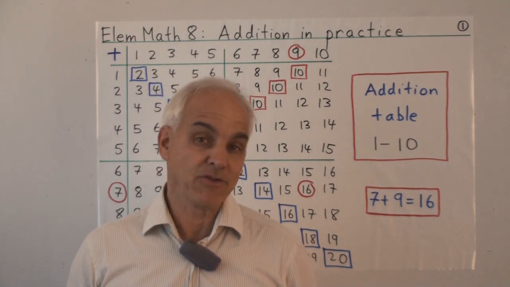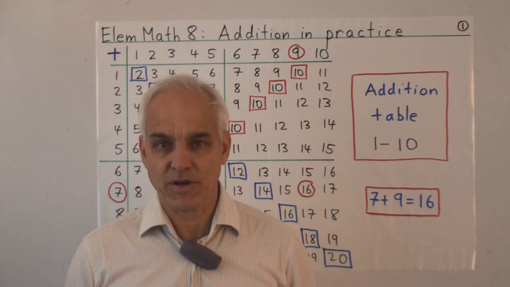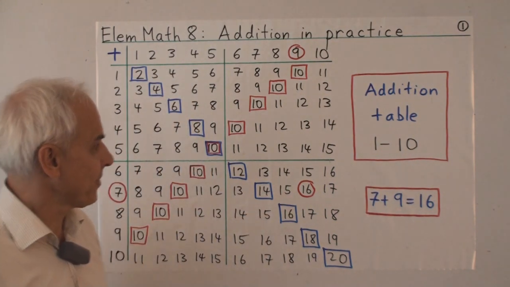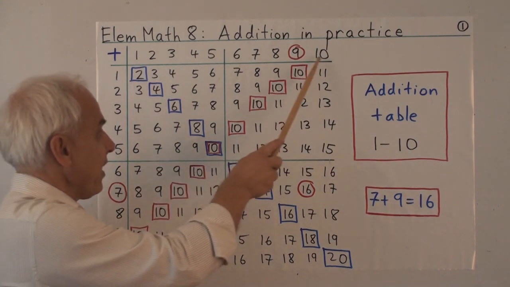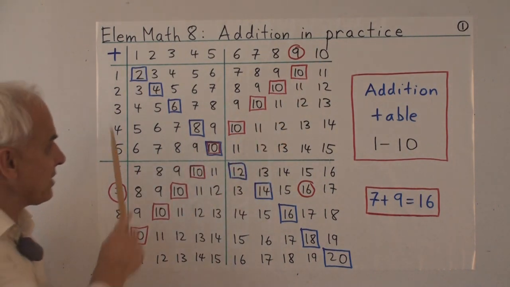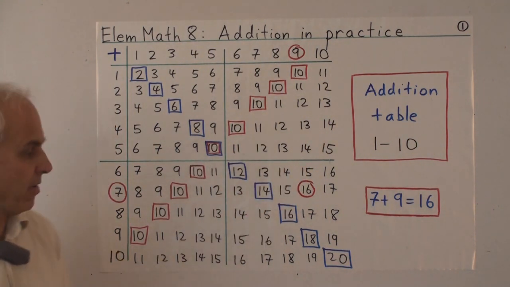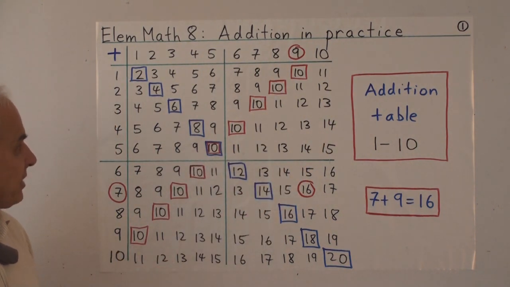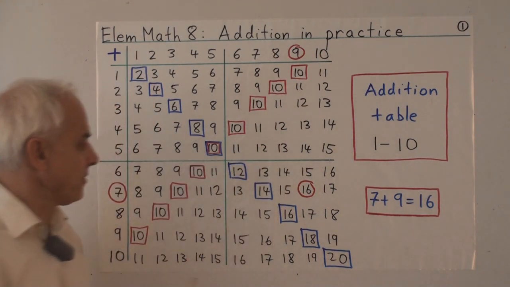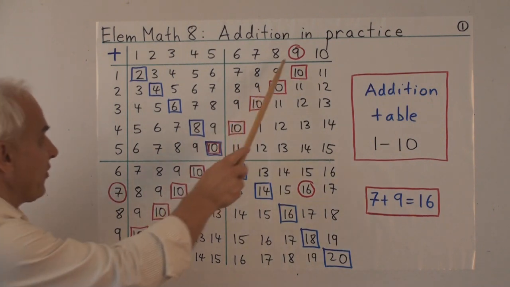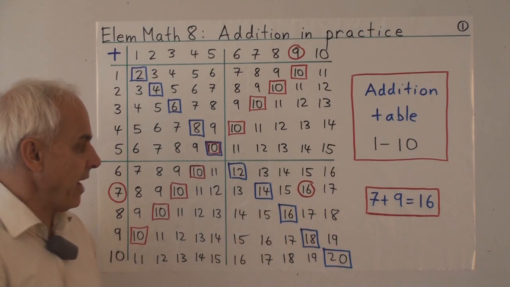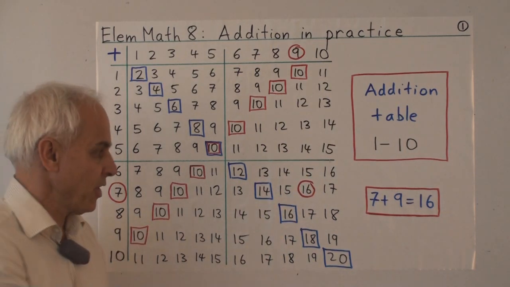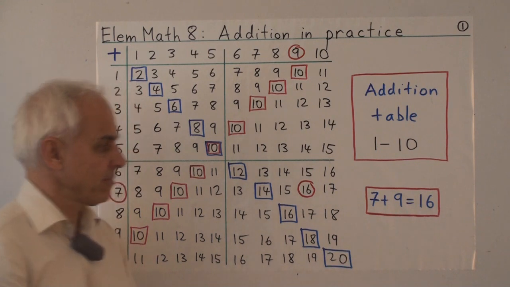Today in this course on elementary mathematics, we're going to look at addition in practice, especially with numbers which are relatively small in the range 1 to 10. In our last video we talked about this addition table, which encodes all possible additions between numbers 1 to 10 and numbers 1 to 10. So for example, 7 plus 9 is read off in this table by going across that row and down that column and giving us 16. So 7 plus 9 equals 16.